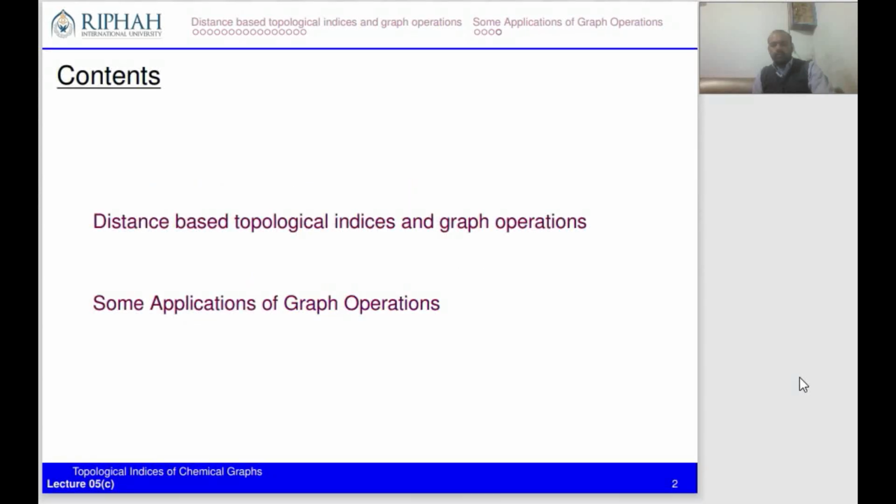So these are the contents of today's lecture: degree-based topological indices and graph operations. And in the last few slides, we will discuss some applications of graph operations.